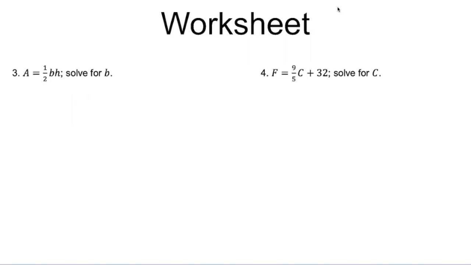So again, it wants us now to isolate the variable b. Like I did in the previous video, I want to get rid of the fraction. So I'm going to multiply both sides by 2, leaving me with 2a equaling base times the height. Then I want to isolate b, so I divide both sides by h, telling me that b is equal to 2 times the area divided by the height.